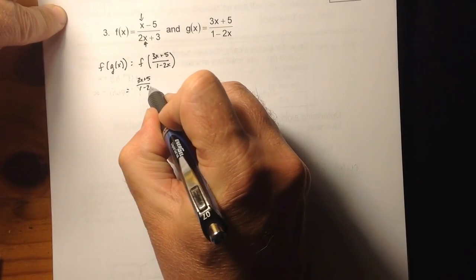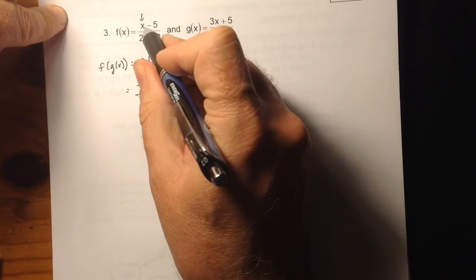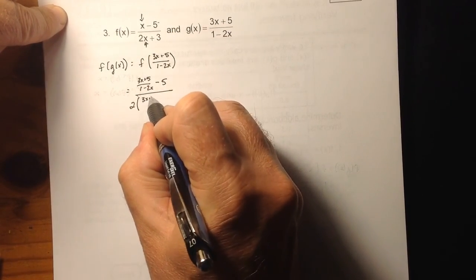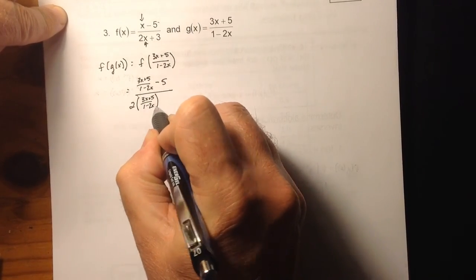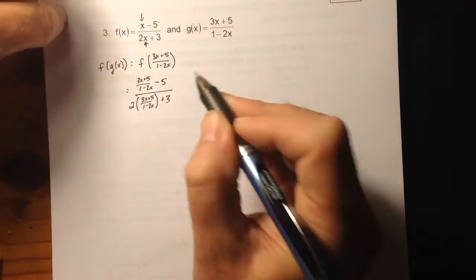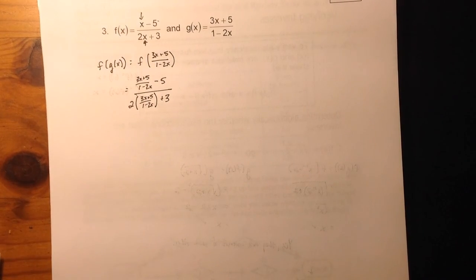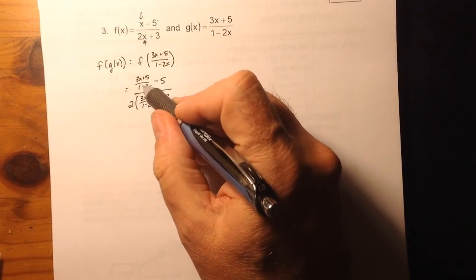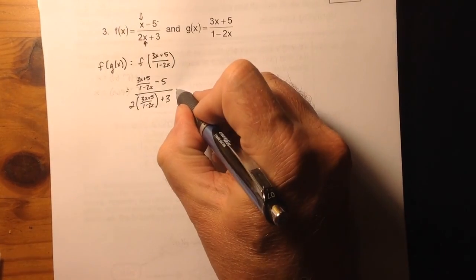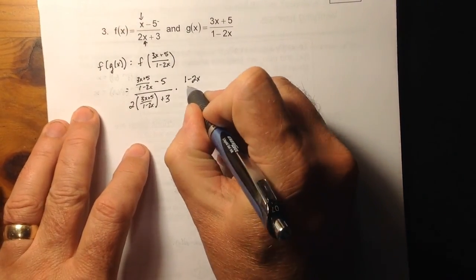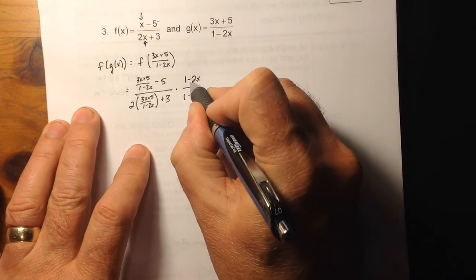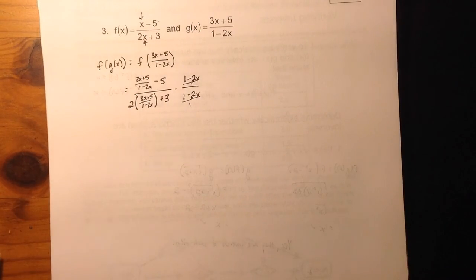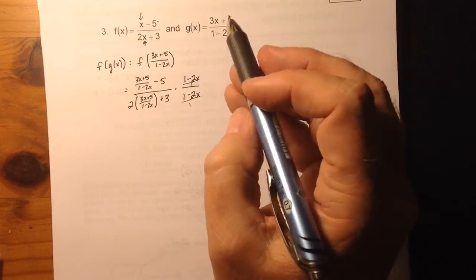3x plus 5 over 1 minus 2x minus 5, that's my x minus 5, over 2 times 3x plus 5 over 1 minus 2x. There's my x, 2x plus 3. Once again, I'm going to use the same process that I used on the last problem, and that is my common denominator between these two smaller fractions is 1 minus 2x. So I'm going to multiply times 1 minus 2x on top and on bottom. And again, if you want to think of this as 1 minus 2x over 1, if that's helpful to you, then do that. Okay?